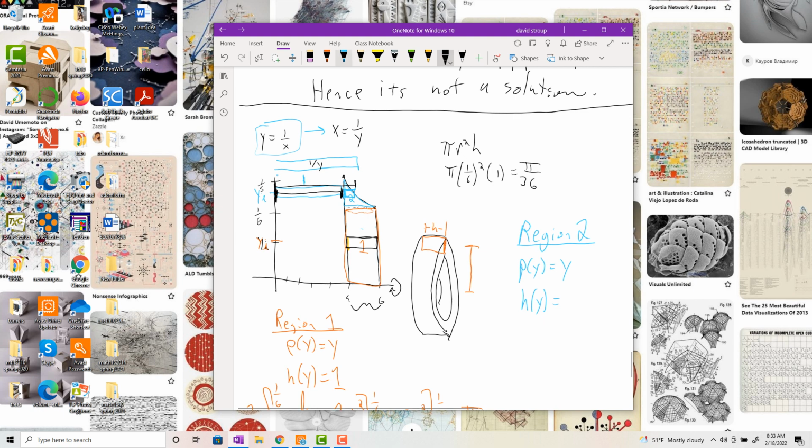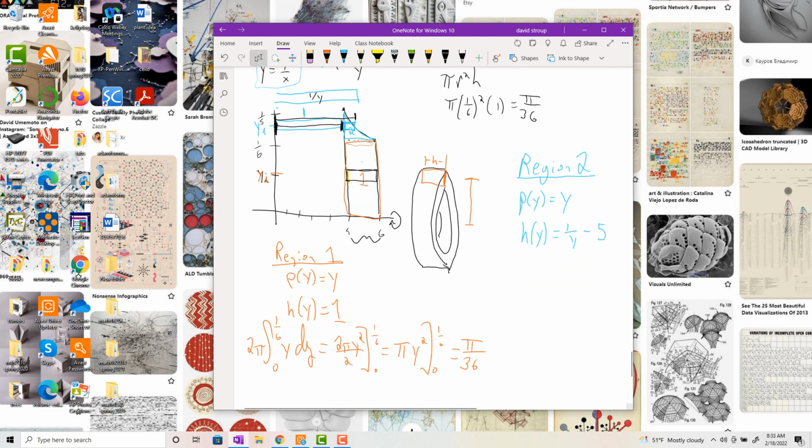Okay, so when I think of my height, it's not just going to be 1 over y, it's going to be 1 over y minus that distance of 5. Okay, and then that's really it. That gives you the second integral.